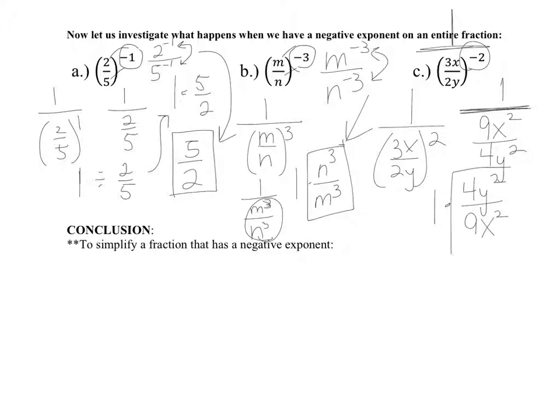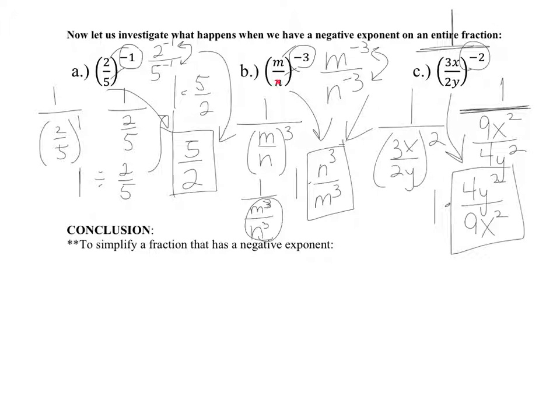So basically, what's happening here? How am I getting from the problem to the answer? If you see it, you should write it down. Basically what I'm doing is I'm just flipping it, right? So if you look, my base was 2/5 for A. At the end, it was 5 over 2. I just flipped it, right?